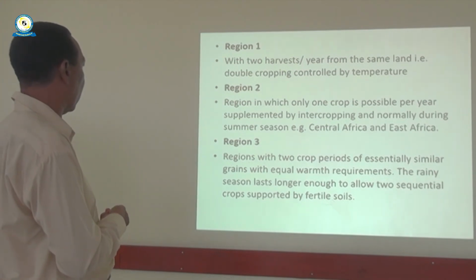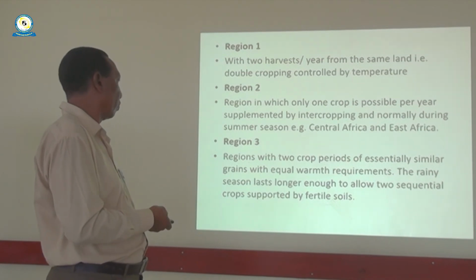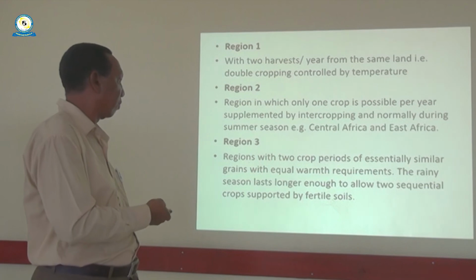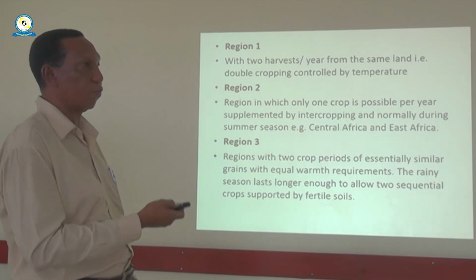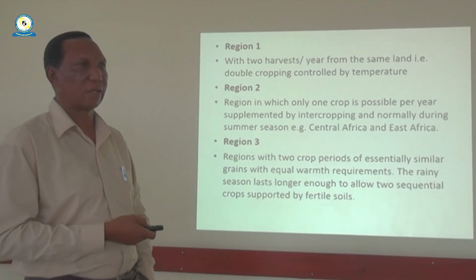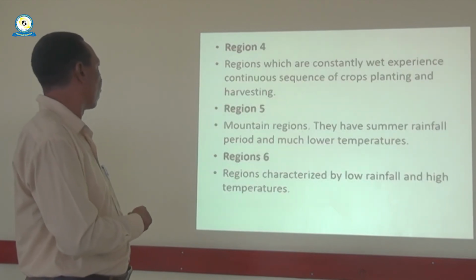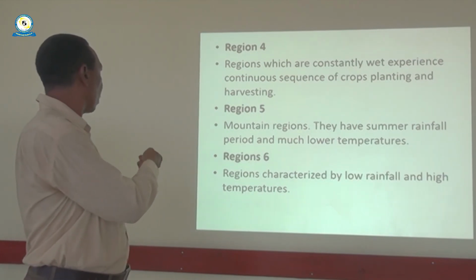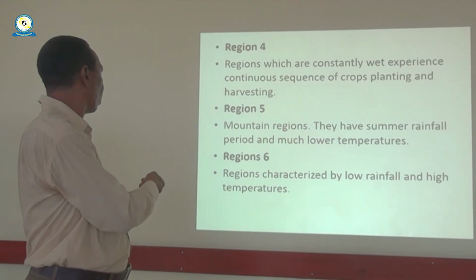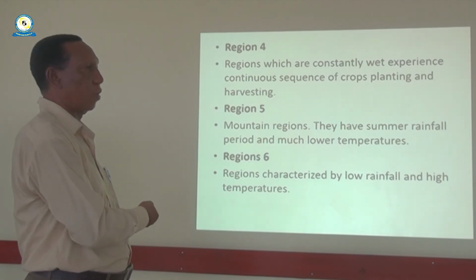Region 3, with 2 crops, periods of essentially similar grain with equal warmth. So this also has another type of crops which are grown, which also influence that region in that respect. So this marks the end of our presentation, because the other regions, 4, 5, and 6, are almost all influenced by climate in one way or another.